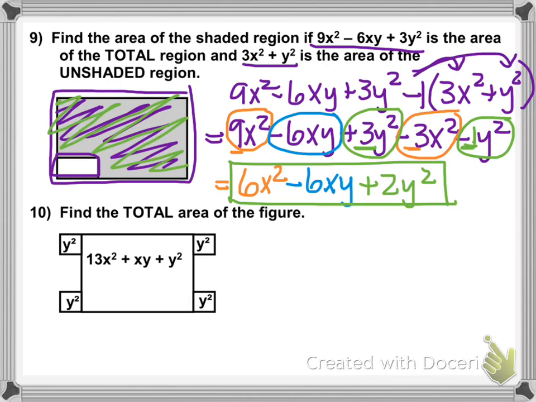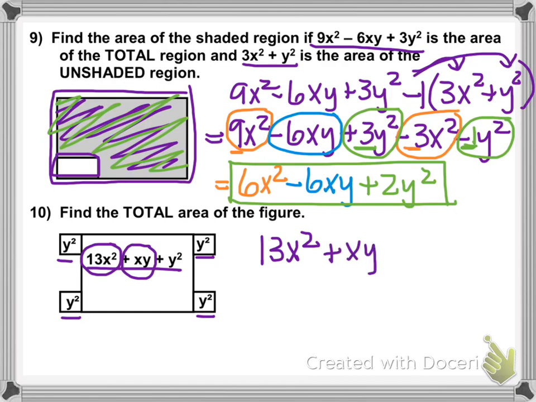Number 10 says find the total area of the figure. Total always indicates just adding everything together, right? So we're adding this expression with the 4y squareds, okay? So we can just go through and see which terms are like. Let's start with the 13x squared. I don't have any other just x squared terms, so we'll just rewrite that guy. Then I've got a positive xy. I don't have any other terms either that have an x and a y, so I'll just rewrite the xy.